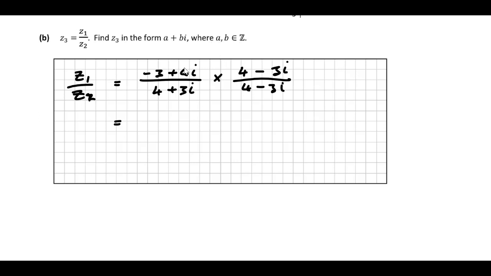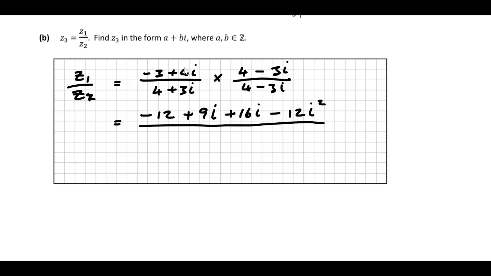So let's do that. Minus 3 times plus 4, minus 12. Minus 3 times minus 3i is plus 9i. 4i times plus 4, that's plus 16i, and then plus times minus, minus 3 4s 12, and i times i is i squared. That's our top line. Our bottom line here is 4 times 4, which is 16. 4 times minus 3i is minus 12i, plus 3i times plus 4, that's plus 12i, plus times minus, minus 3 3s 9i squared.